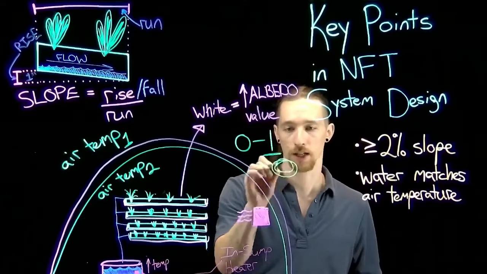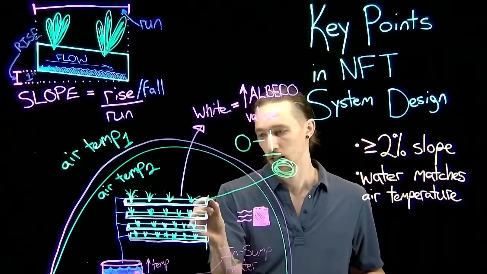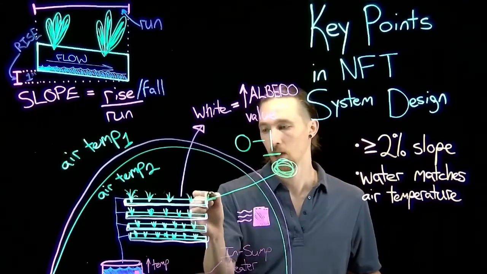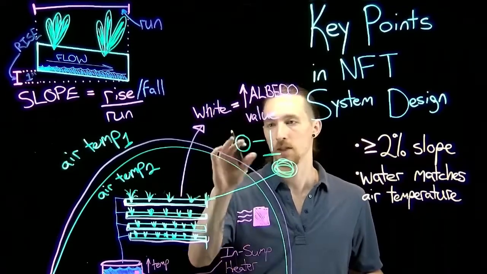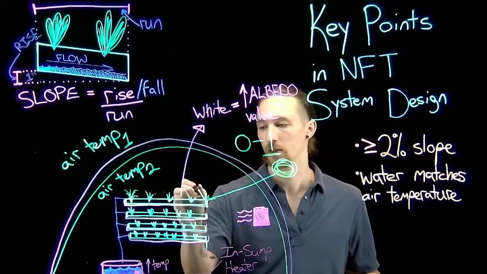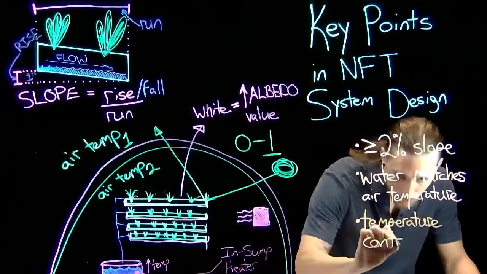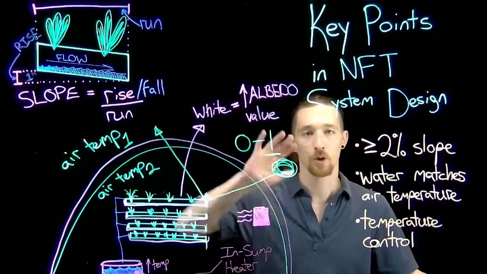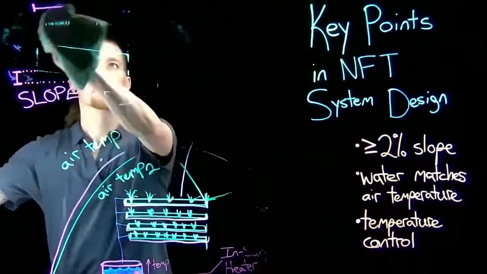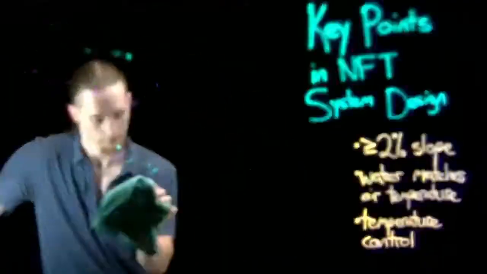So as the sun's light comes in, it either hits the insulation and is blocked, or hits this white high albedo value and reflects back out, and the heat doesn't stay in the system. Okay, I need some space, so I'll erase this, and we'll go into a couple final things about temperature control.